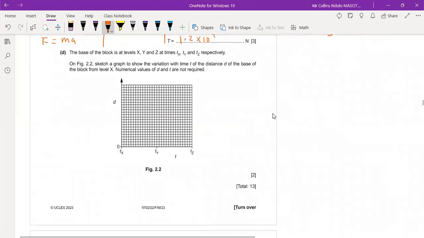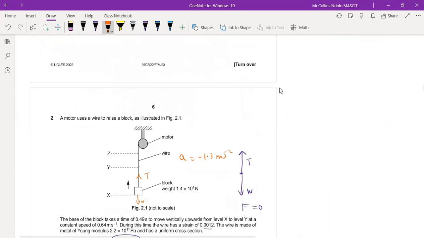Now part B. The base of the block is at levels x, y, and z at times tx, ty, and tz respectively. On figure 2.2, sketch a graph to show the variation with time t of the distance d of the base of the block from level x. The numerical values of d and t are not required. Now let's see. From the diagram, from x to y, the block is moving at a constant speed.